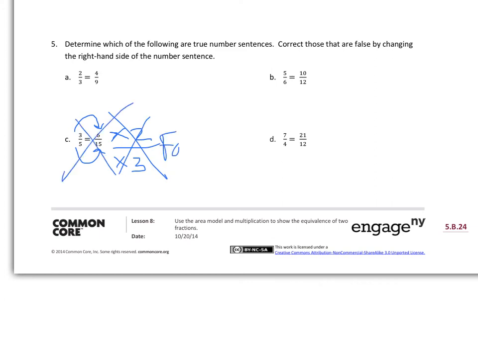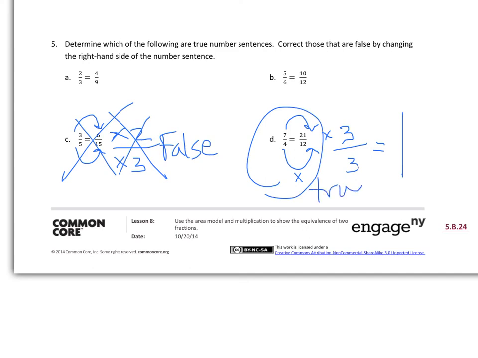That would be false. Let's check this one. From 7 to 21, I multiply by 3. 4 to 12, I multiply by 3. 3/3 is equal to 1 whole, so these fractions are equivalent, so that would be true. Remember, correct those that are false by changing the right-hand side of the number sentence. So in this case, 3/5, you're going to make it equivalent over here. So find an equivalent fraction.